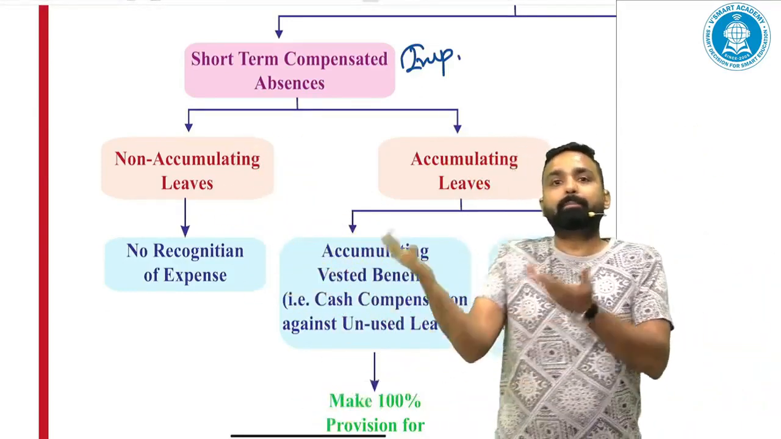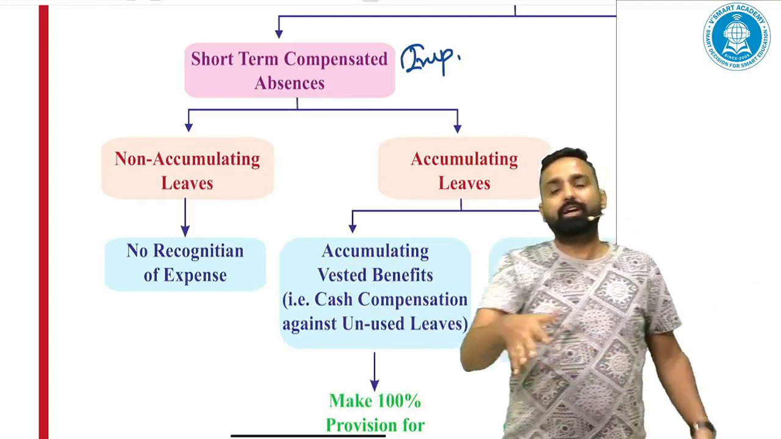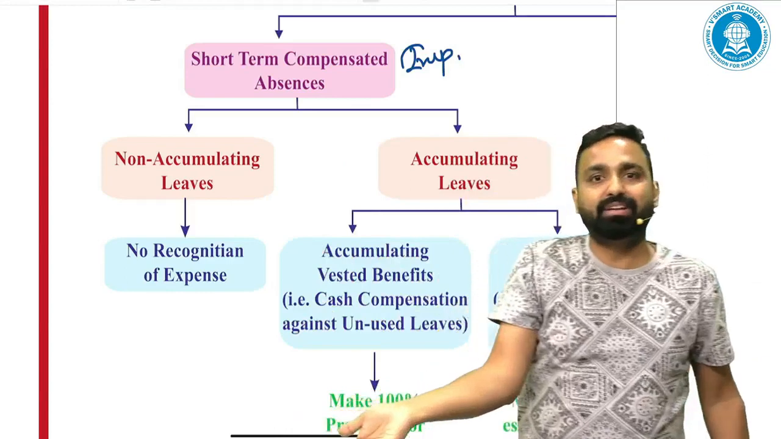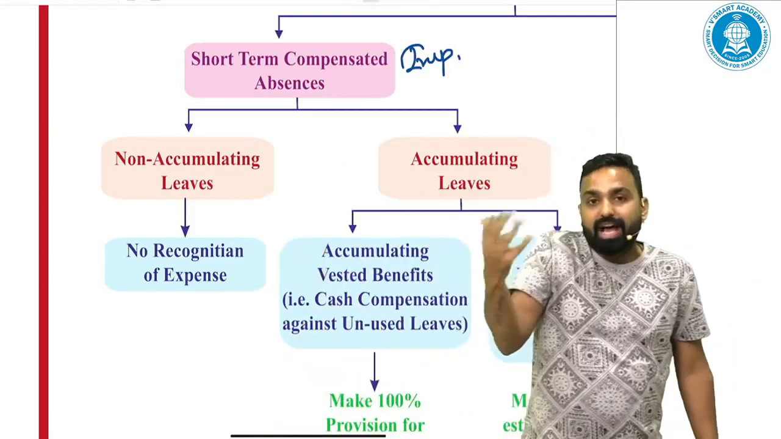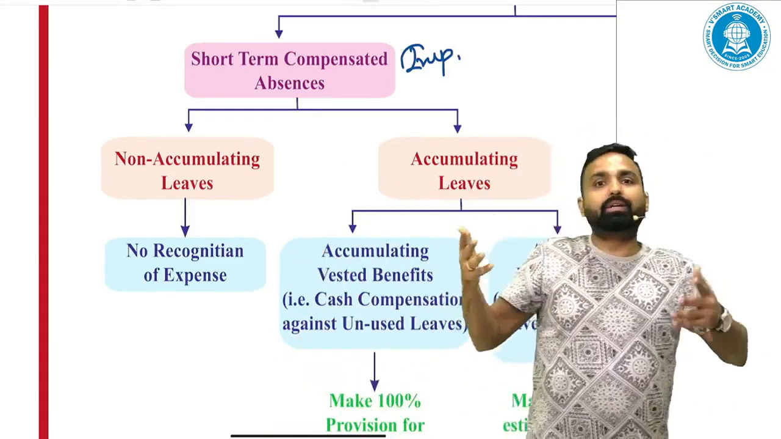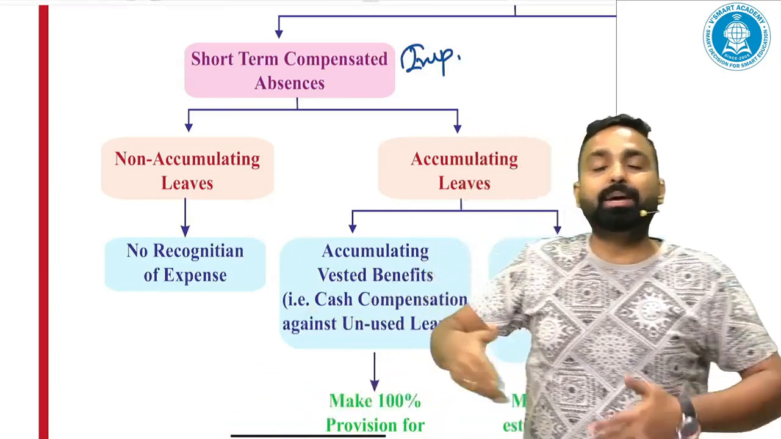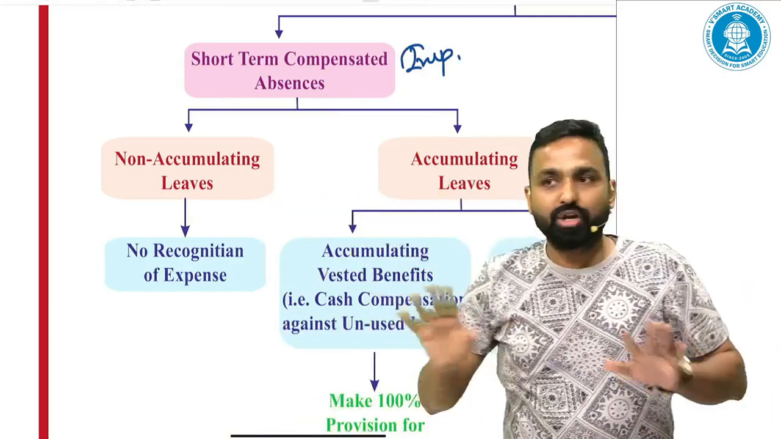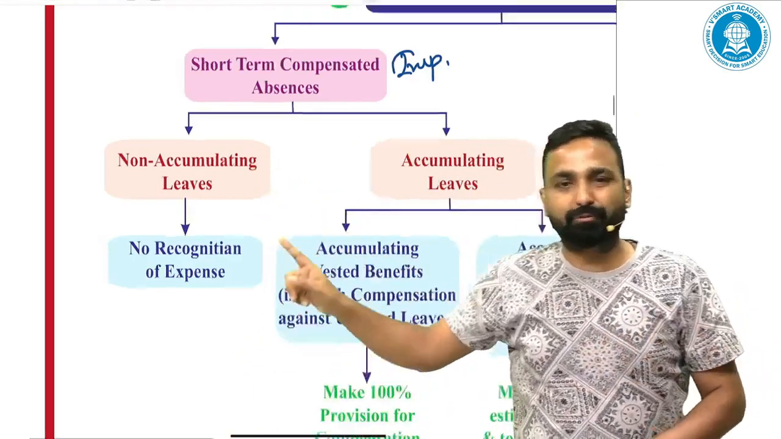Technically, my employee has worked 5 days more in a year because I gave him 30 days of leave and he took only 25. So he has worked for 5 days more, but I am not compensating him because I am not allowing him to carry forward those 5 extra leaves to the next year. So there is no accounting treatment for such a case.